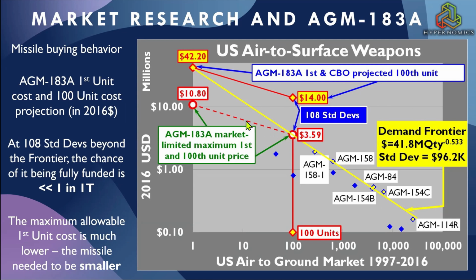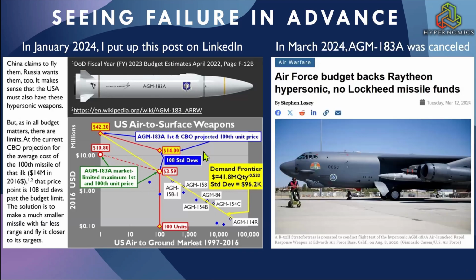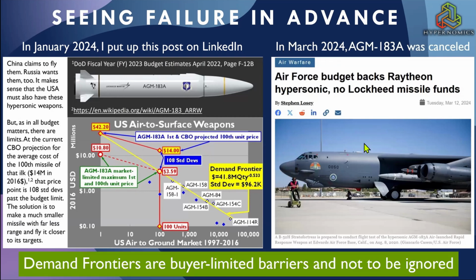And it works out that the maximal allowed first unit cost, if you want to get 100 of something, is closer to 11 million instead of 42 million. So I put up this post in January 2024 about the missile. It looks a lot like what you just saw there. And then 3 months later, they canceled the program. So these demand frontiers are limits that customers put up on programs, and they're not to be ignored.